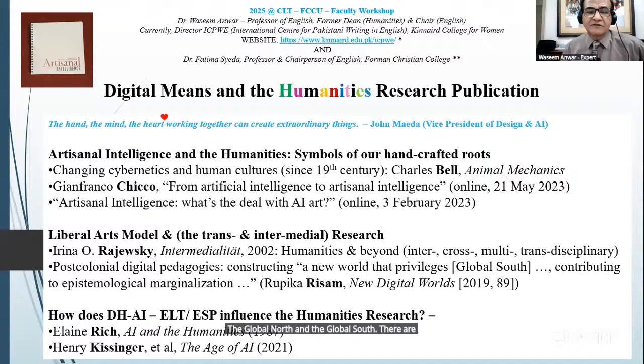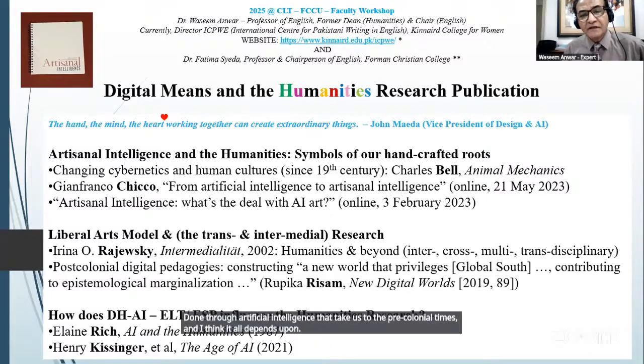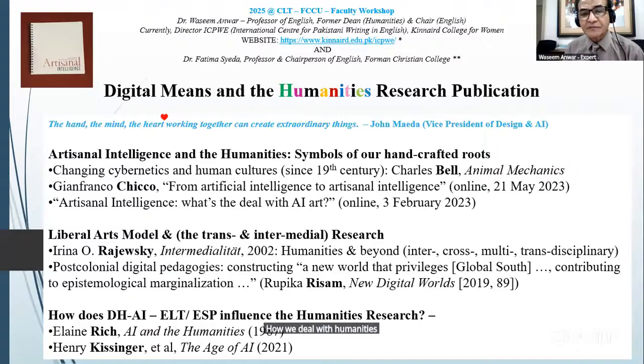There are areas done through artificial intelligence that take us to the pre-colonial times, and I think it all depends upon how we deal with humanities in the geographical spaces that we live in, and how we pick up digital humanities as something that we have to rely on, but for what? So I think of the division of the haves and have-nots, the capitalist or others, or the numerical manipulation that comes along, the digi-imperialism.